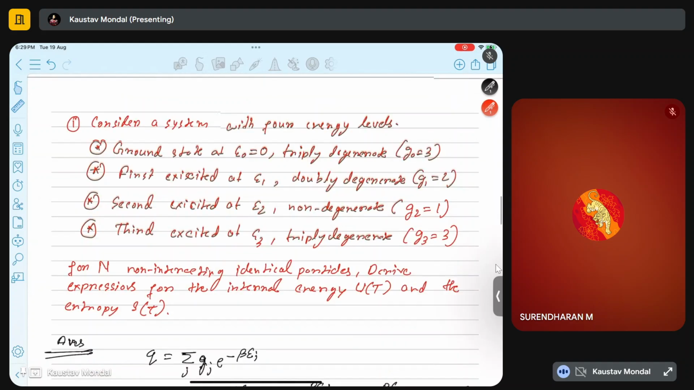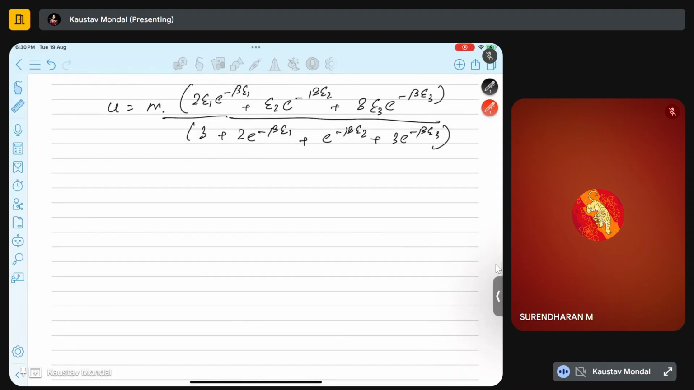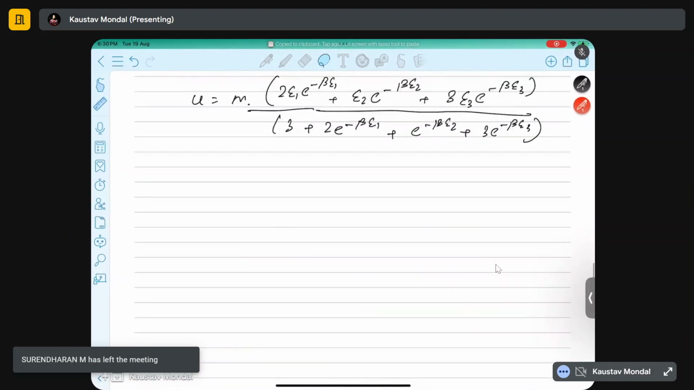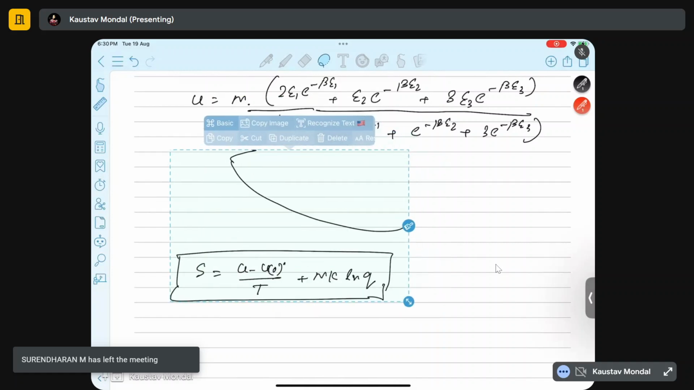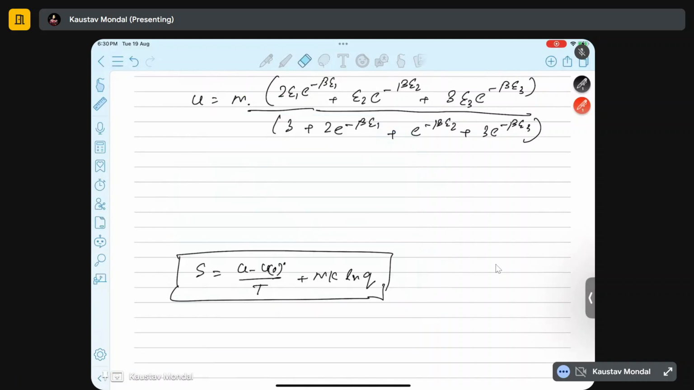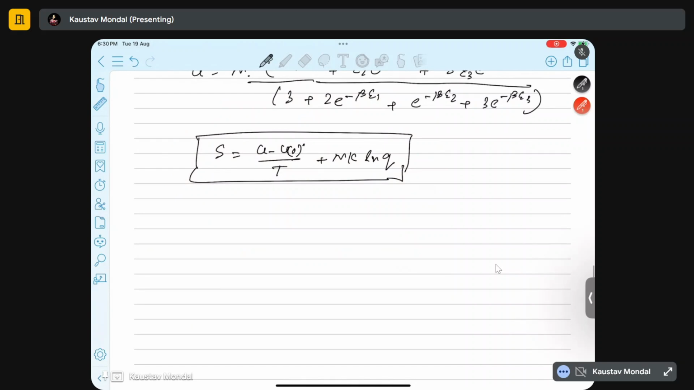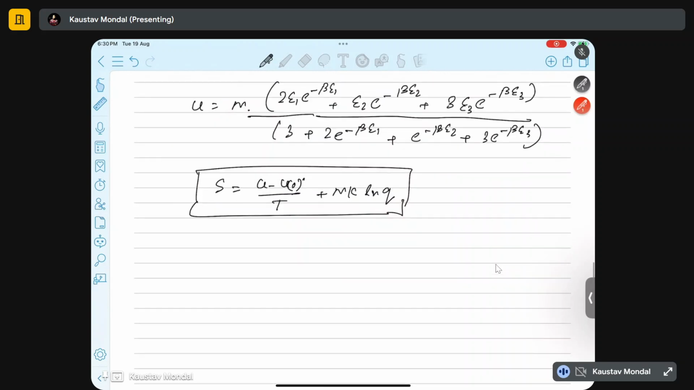So in order to do that, let me first write this thing. Okay, just let me copy it. This thing also. Yeah, this is fine. So now, the internal energy expression you already know. Now we have to plug in here the expression of the partition function. Okay, so we will do that.